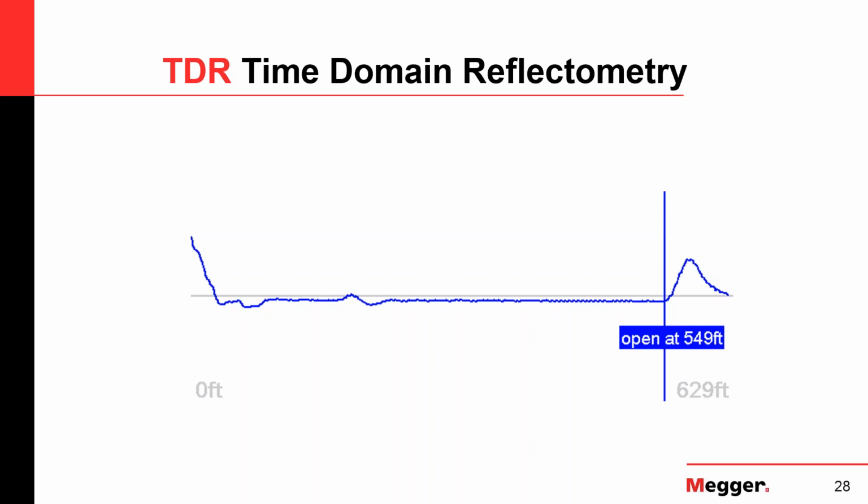You cannot make these processes go smoothly when you do not know what you're dealing with. So if you know the cable is 1,000 feet long, and for instance you get this trace, and it tells you the open is at 549, then you pretty much already found one of your faults, because it's 1,000 feet long, and the TDR indicates otherwise.